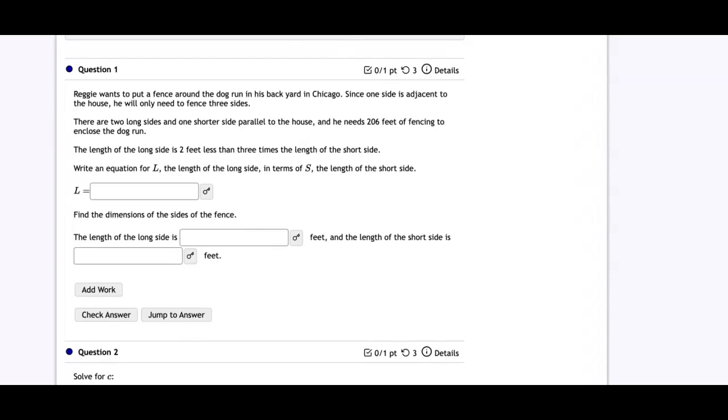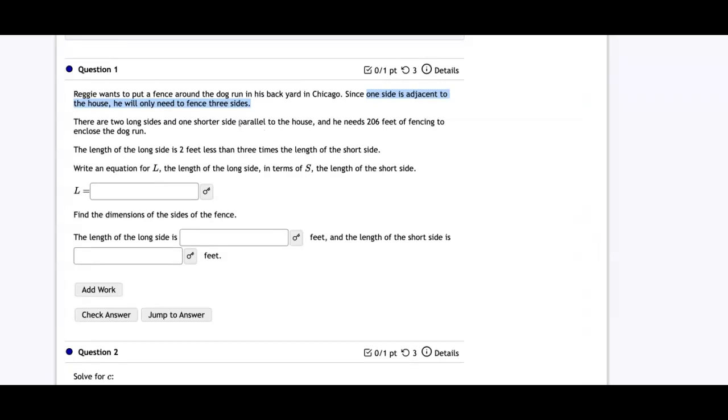Triangle? Why do you think it's a triangle? Because of 3 sides? But, okay, read this. Since one side is adjacent to the house, he will only need to fence the 3 sides. There were 4 sides. There are 4 sides.